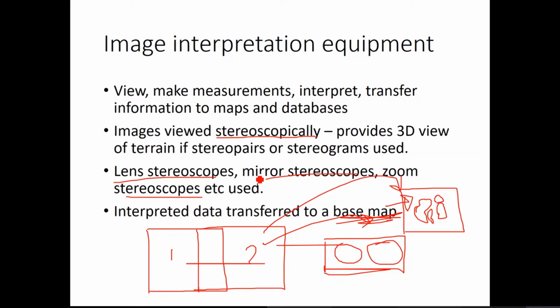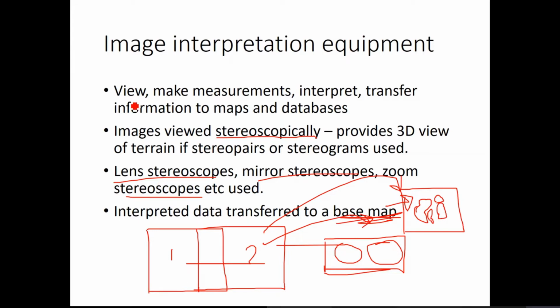Nowadays, we are not using these lens stereoscopes or mirror stereoscopes, zoom stereoscopes, etc., because the software and technology used for this have developed so very much. So we use image interpretation software. We use GIS software for it, basically, right? We can use ArcGIS, QGIS, GrassGIS. There are n number of GIS software which you can use for visual image interpretation.